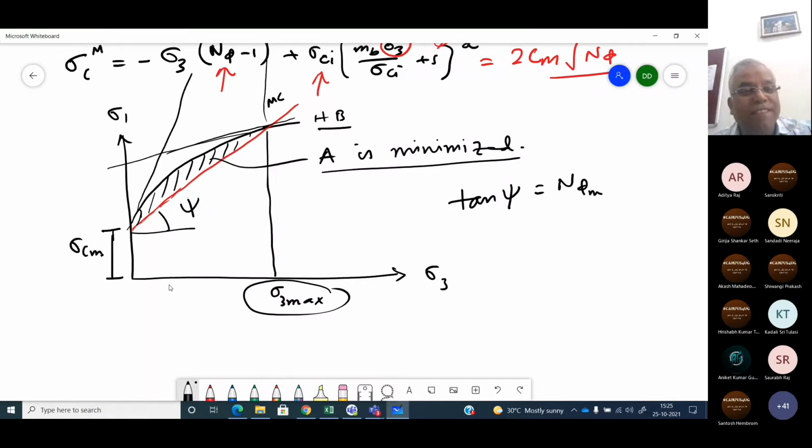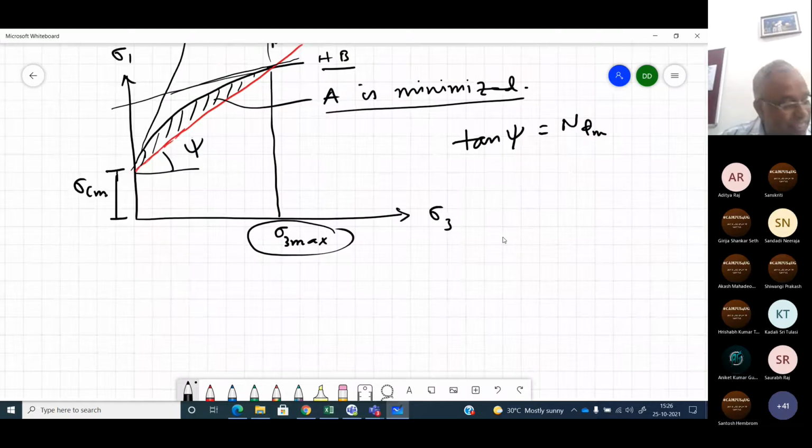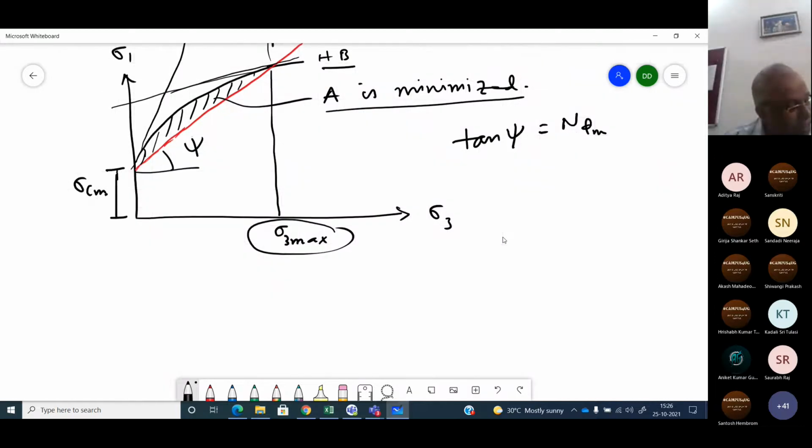You understand? For a given sigma 3, we have to minimize the area. And that given sigma 3 is given for a tunnel. Let me write down. For a tunnel, there is a particular formula. For a slope, there is a particular formula. These formulas are given based on the in situ stress. They will give it. So sigma 3 max is given.